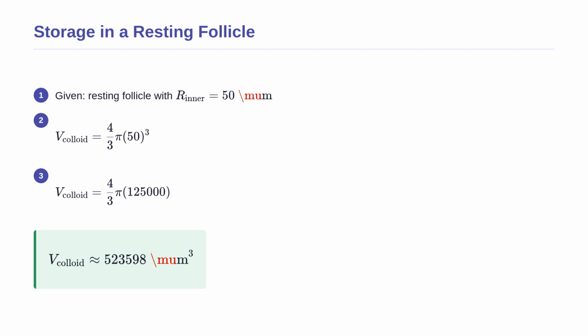The final answer is approximately 523,598 cubic micrometers. This massive number physically demonstrates why even a single microscopic follicle is incredibly efficient at storing dense, hormone-rich protein.